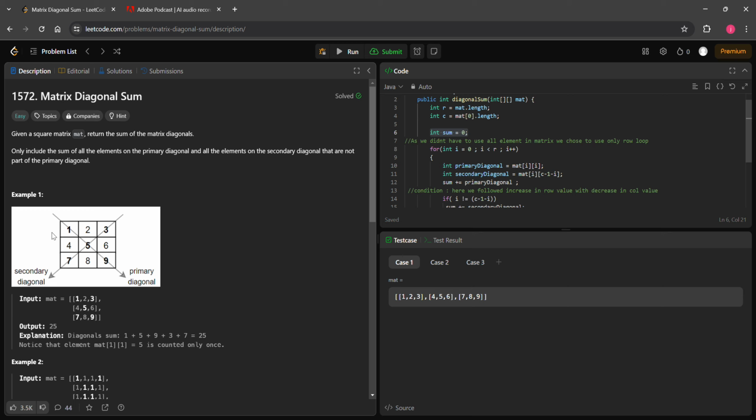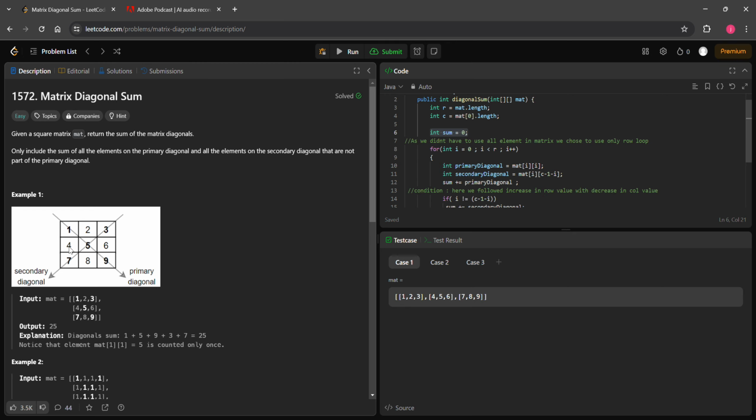So we don't have to iterate over the rows and the columns because we don't have to use all the elements. As I wrote in the comment, since we didn't have to use all the elements in a matrix, we chose to use only a row loop. Why did we choose the row loop? Because in a row we need the primary index and we need the secondary index. So we need a primary value and a secondary value.